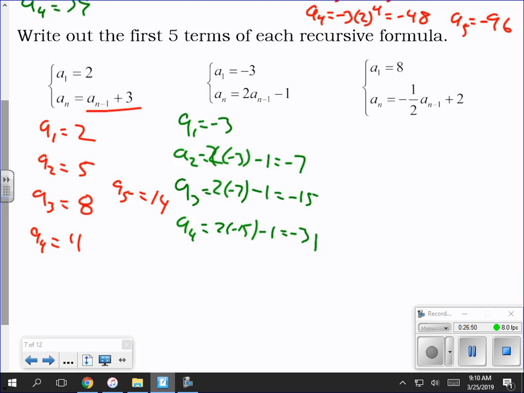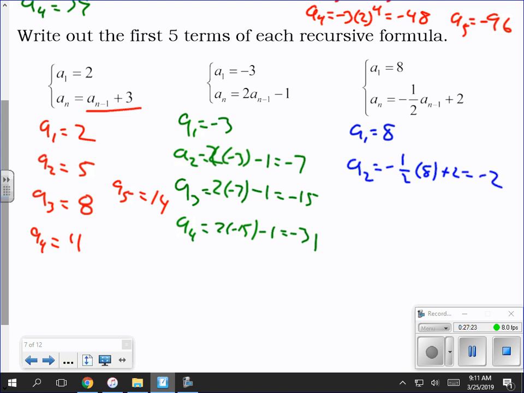So in the last one, my first term is given as 8. How do I find the next term? 8 times -1/2, and then add 2 to that. 8 times -1/2 is -4. -4 plus 2 gives me -2.